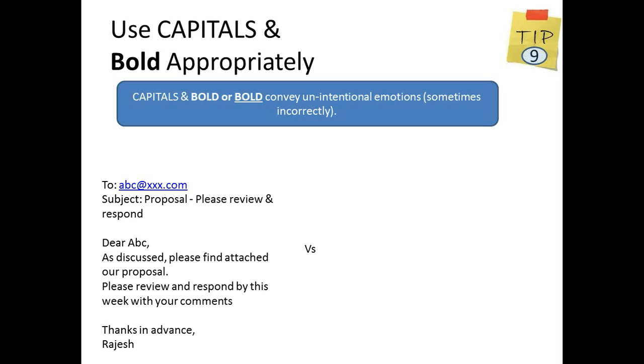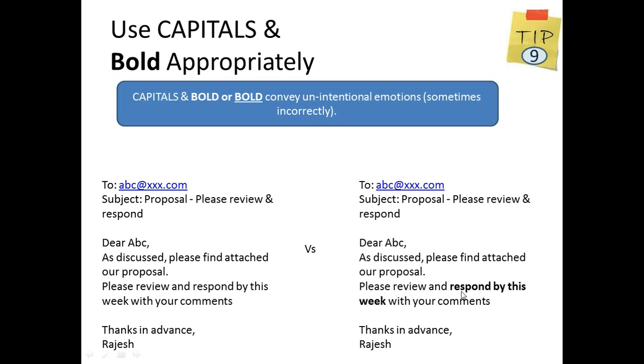Now let's look at one example, okay? Here is an email with the subject, proposal, please review and respond. Dear ABC, as discussed, please find attached proposal. Please review and respond by this week with your comments. That's the email. Now, if I want to write this email in a different way, just respond by this week in bold. Do you know what is the emotion this is communicating? In this particular mail, I am the receiver. If I am ABC, I'm reading that Rajesh is telling me to respond before end of the week. He's ordering me. I don't like it. That's the problem. Okay?